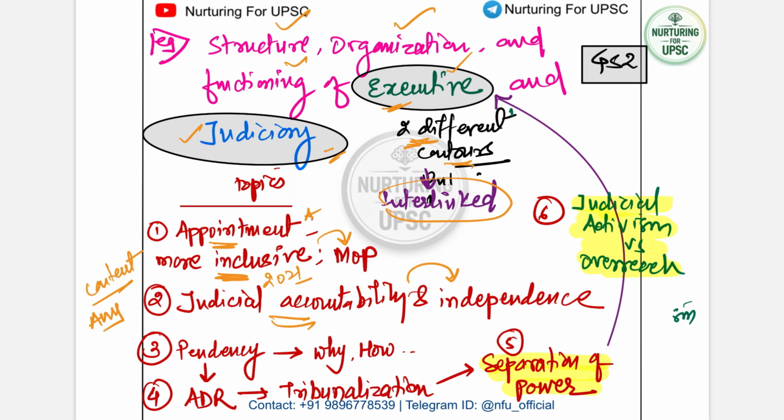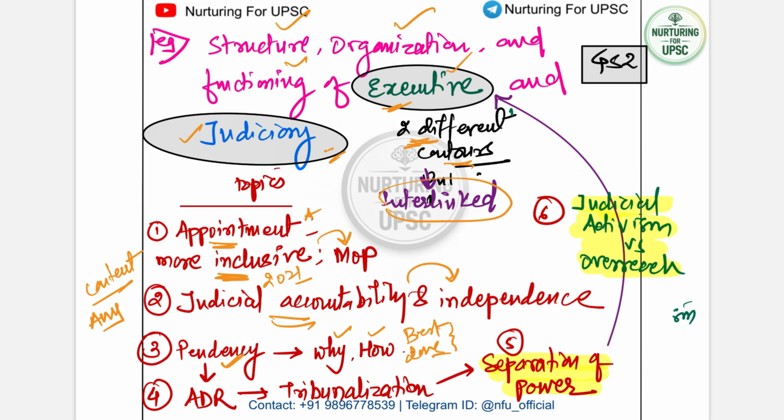And since there is an issue of accountability and appointment, there would always be the case of pendency of cases in the judiciary. So there, the why, how aspects, what are best practices, what should be done. I would know that there is a question on pendency, and I have prepared such content. I can use these best practices, these arguments, in answering questions around accountability as well.